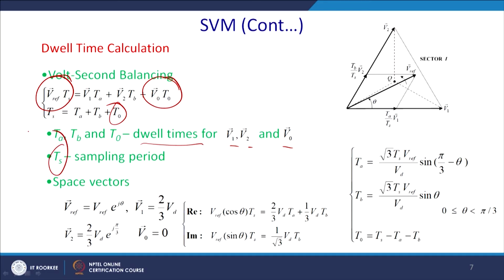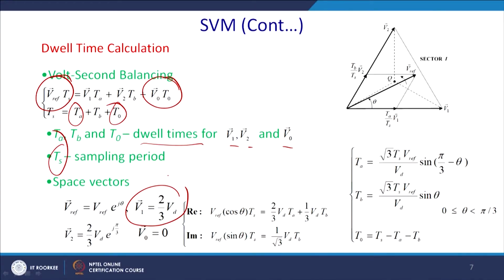So, it can be 100 microseconds. Let us say if your switching frequency is 10 kilohertz, it can be 100 microseconds. Ta can be 30 microseconds, Tb can be 40 microseconds, 30 plus 40 is 70, and the rest will be the null vector, that will also be 30 microseconds, something like that.